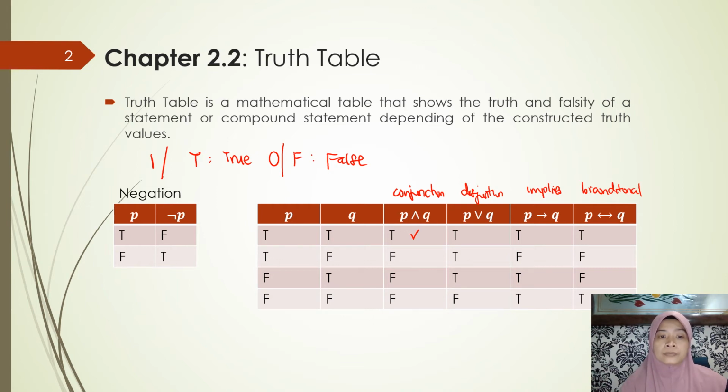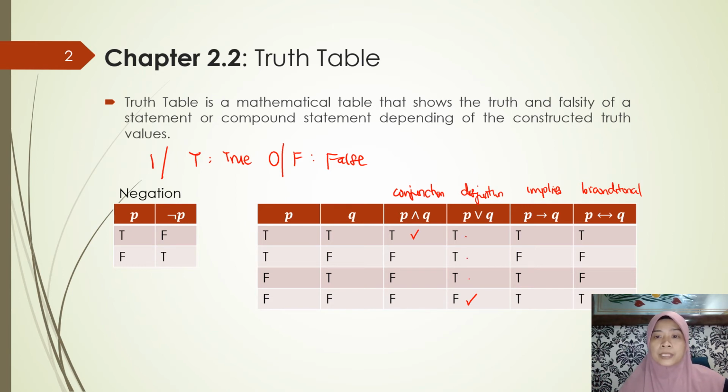Okay, for the disjunction, the statement will be only false when both statements are false, right? So if one of them is true, then it will be true.